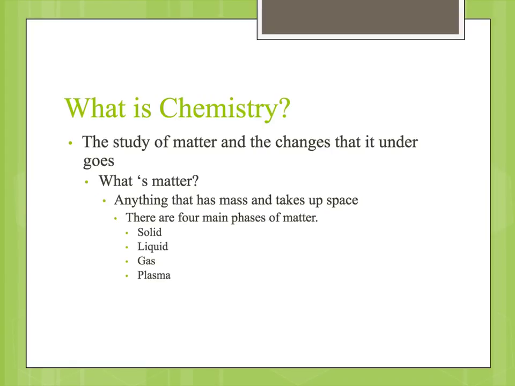Oh, yeah. It says, what is chemistry? Well, the definition of chemistry is the study of matter and the changes it undergoes. So the changes which happen to matter. So what's matter anyway? Matter is anything that has mass and takes up space. Now, in our last unit, we talked about SI units. What is the SI unit for mass?